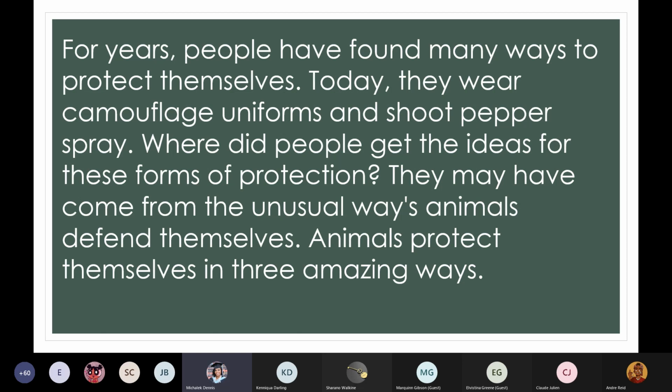And here it is. Remember, we were saying there are many different ways you can use sentences in your introduction. So here it is. We actually have a question, right? Where did people get the ideas for these forms of protection? It's a rhetorical question. Okay? And then can you guys identify the thesis statement?